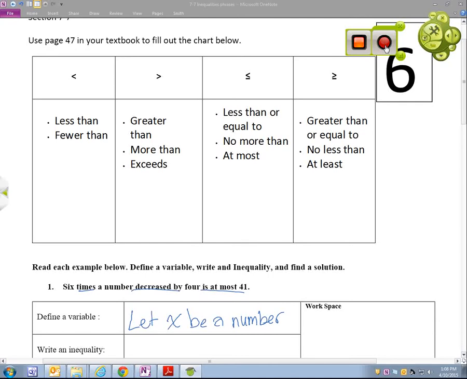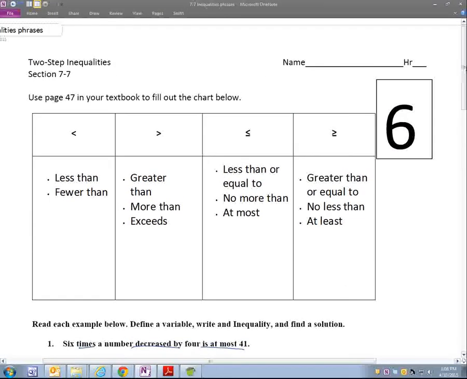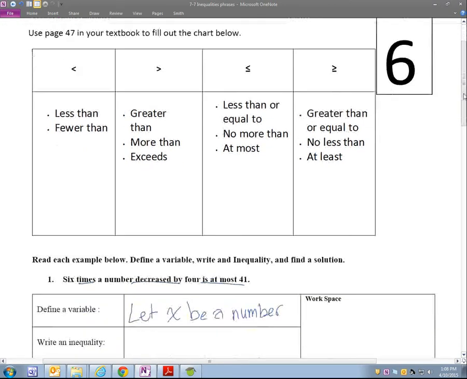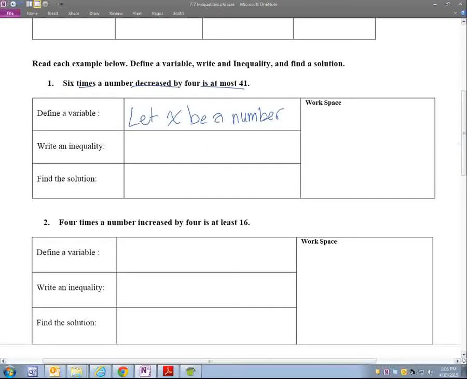Yes. So we have section 6 here. It's going to be section 7.7, two-step inequalities, writing two-step inequalities. So we just found that 6 times a number decreased by 4 is at most 41. So we've said let x be a number.